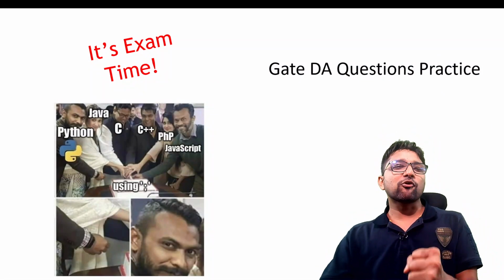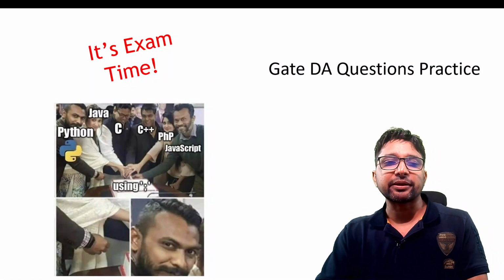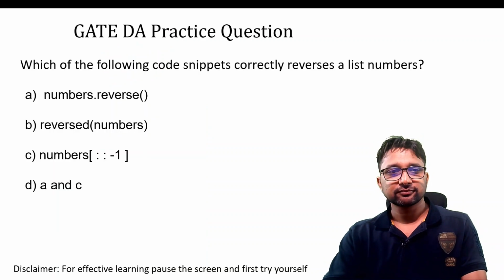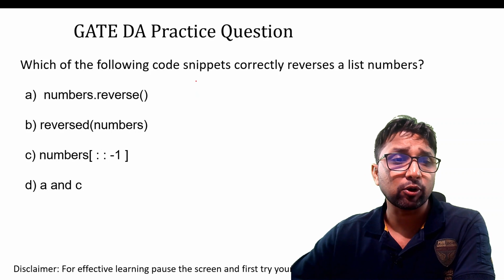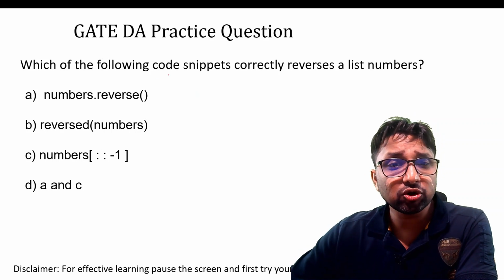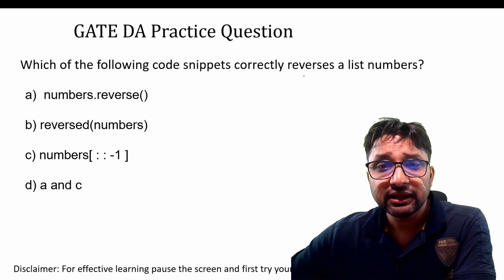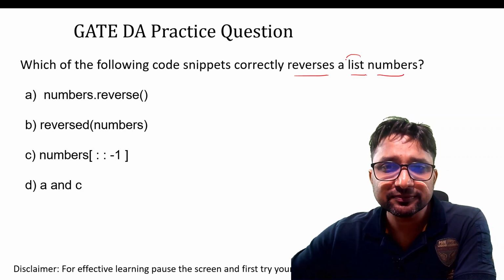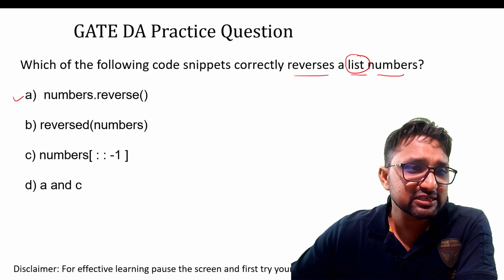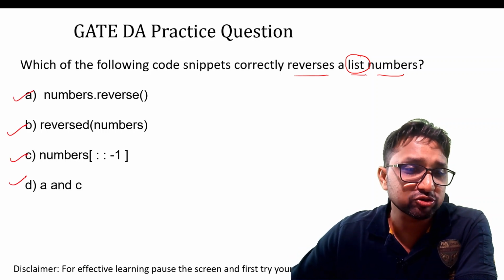Okay, it's time for the exam. Let's check out some GATE DA questions. So this is a GATE DA practice question. Let me go through the problem statement. Which of the following code snippets correctly reverses a list? We want to reverse a list. Which of these statements will reverse the list? We need to check that.